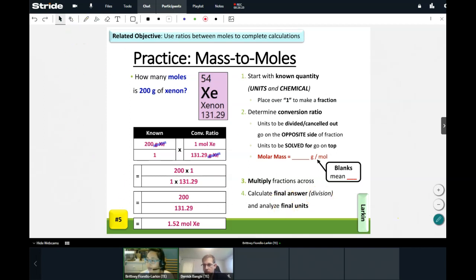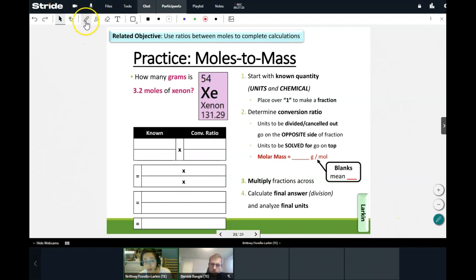You have 20 seconds. All right, so now we can actually also do the reverse, still using molar mass, because again, it includes both moles and mass. So this time the question is, how many grams is 3.2 moles of xenon? Tell me in the chat, what is my known? What am I starting with? Give me number, give me units, give me chemical. In the question, where do you see a number? And then what units and chemical go with it?